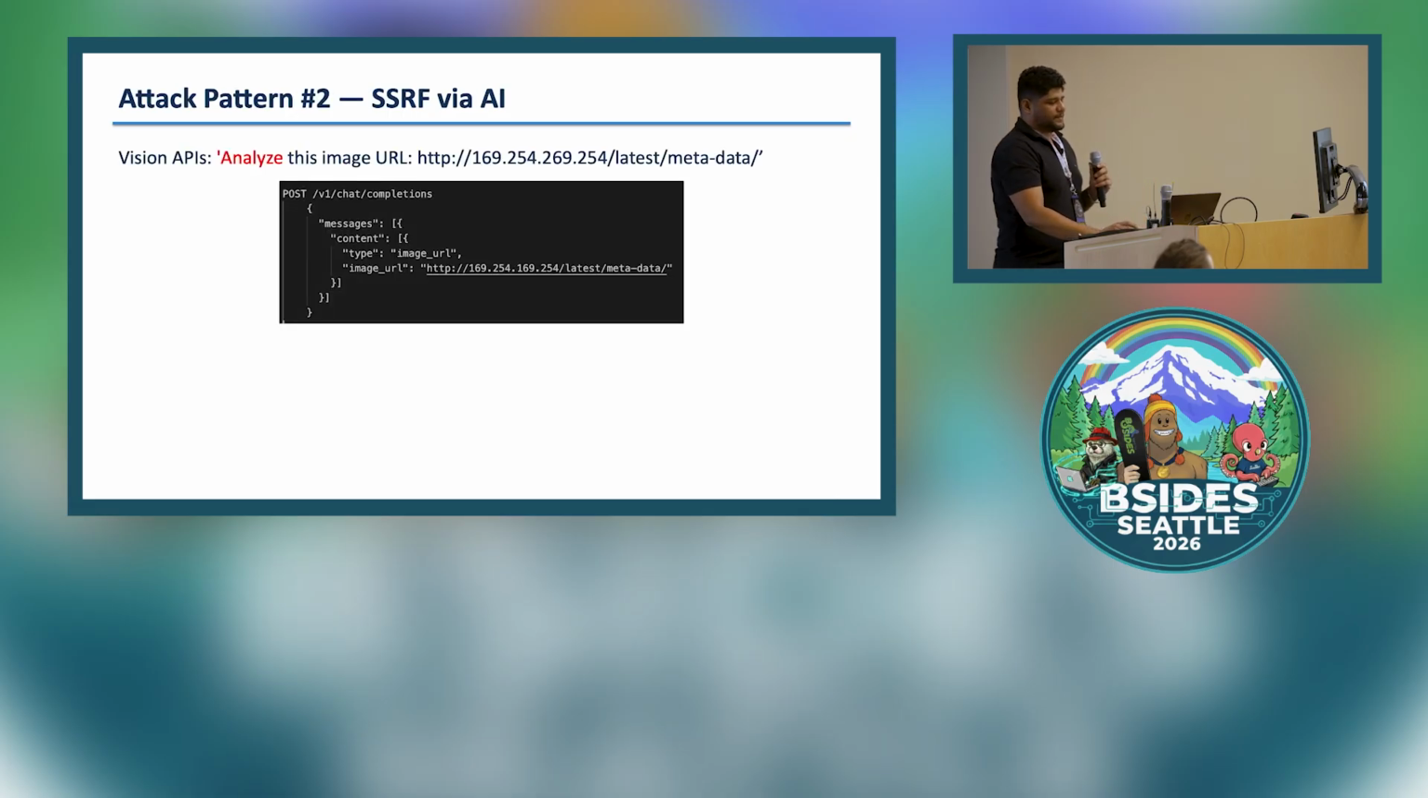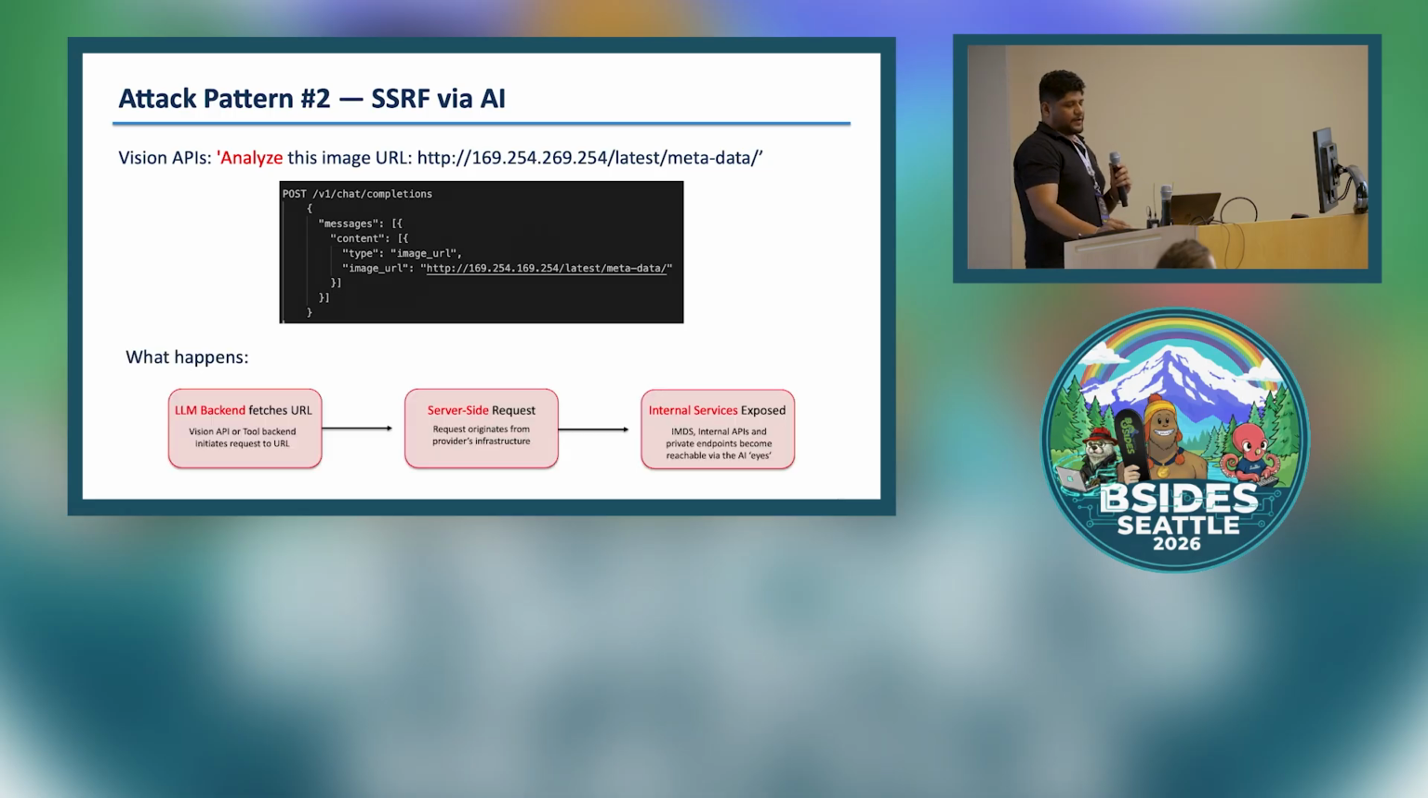Moving on to the next major pattern. It's our favorite OWASP kit, SSRF. Attack pattern 2 being SSRF through vision APIs. Describe the image at this URL. Sounds innocent, right? But what happens? The URL gets fetched server-side from the cloud provider's infrastructure, and what if the URL points to IMDS IP? This is SSRF as a service. You are literally asking the AI provider to make server-side requests for you, and many of them will happily do.